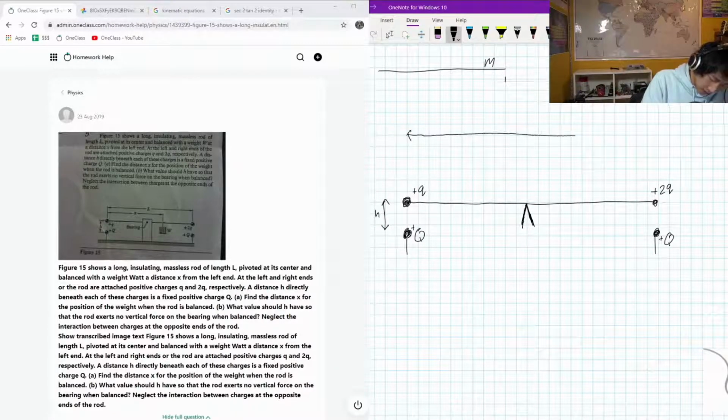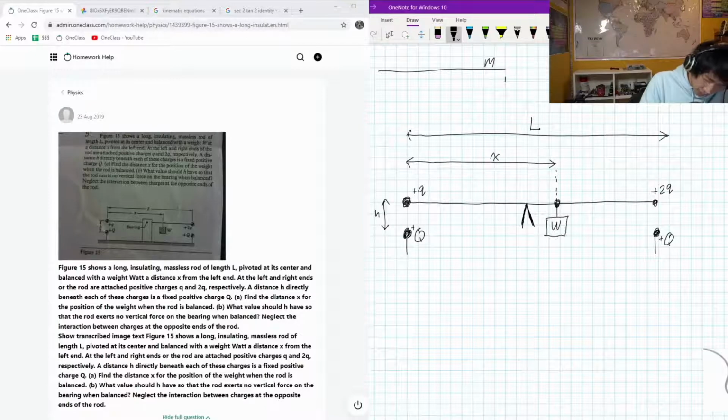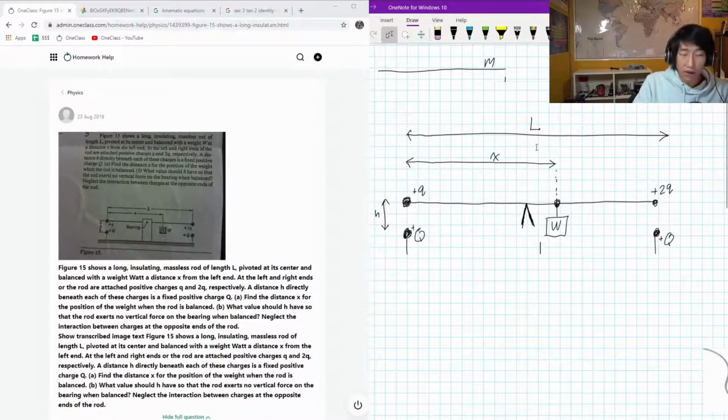The length of this whole unit is L, and x distance away from the left side, past the center point, is a weight. Okay, now the weight is not given, and the charges are not given, and neither are the distances. So we're going to be pretty much entirely in the realm of algebra as we solve this question. But this is the situation here, and that's the pivot point.